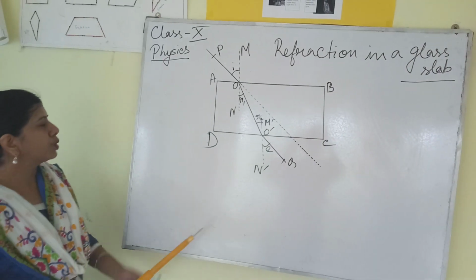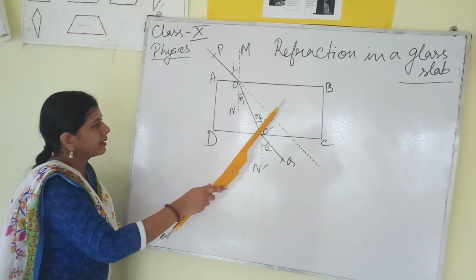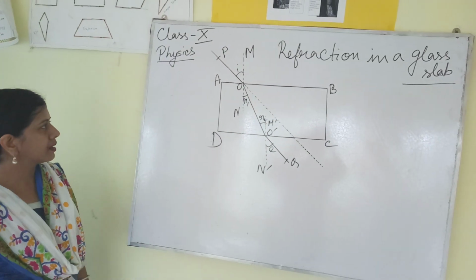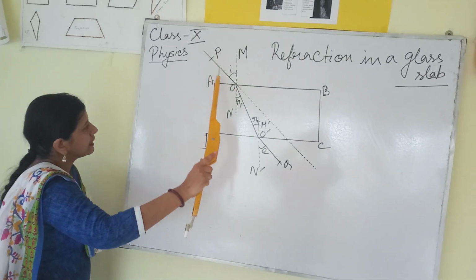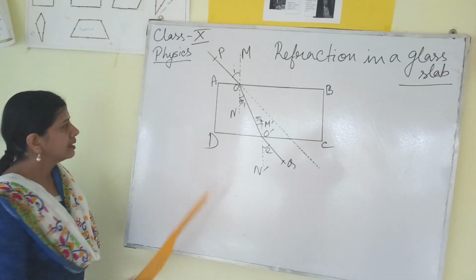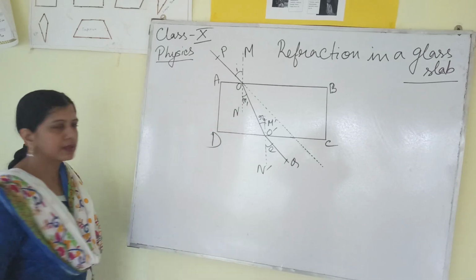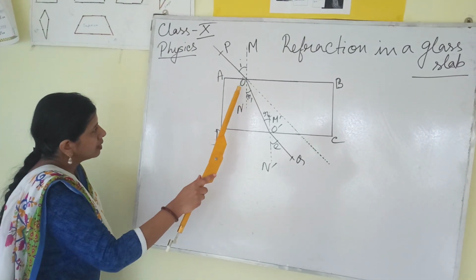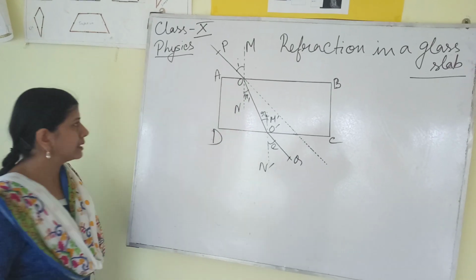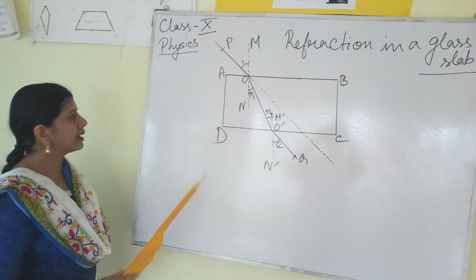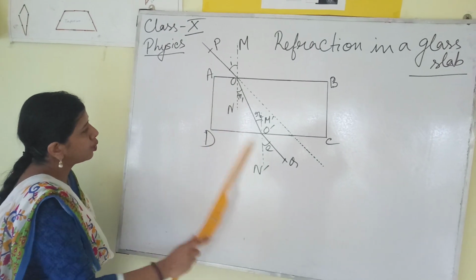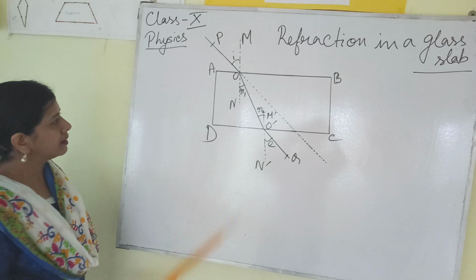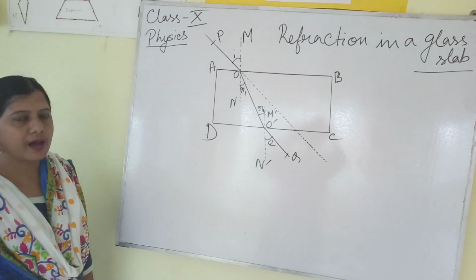Now as we know, this one is air and this one is glass. Glass is optically denser than air. So when the ray of light enters the glass, it will be bent away from the normal. It is bending away from the normal, so the ray is moving in this direction. Inside the glass slab, the ray is OO dash. This angle is the refracted angle. I have given the name R1.